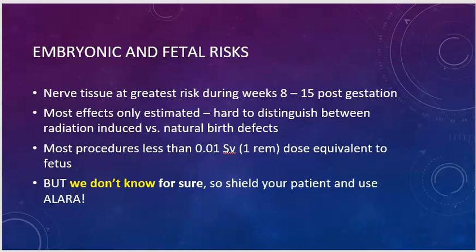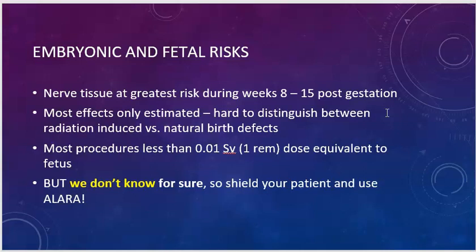Embryonic and fetal risks. Nerve tissue in the fetus is at greatest risk during weeks 8 to 15 post-gestation, so early on in the development of the fetus. But the thing is, with fetal exposure, most of these effects are only estimated because it's hard to distinguish. If a baby is born with a birth defect, did that come from radiation or did that come from some other reason? Maybe the mom got exposed to some chemicals, or it could just be something that we don't know what caused it.